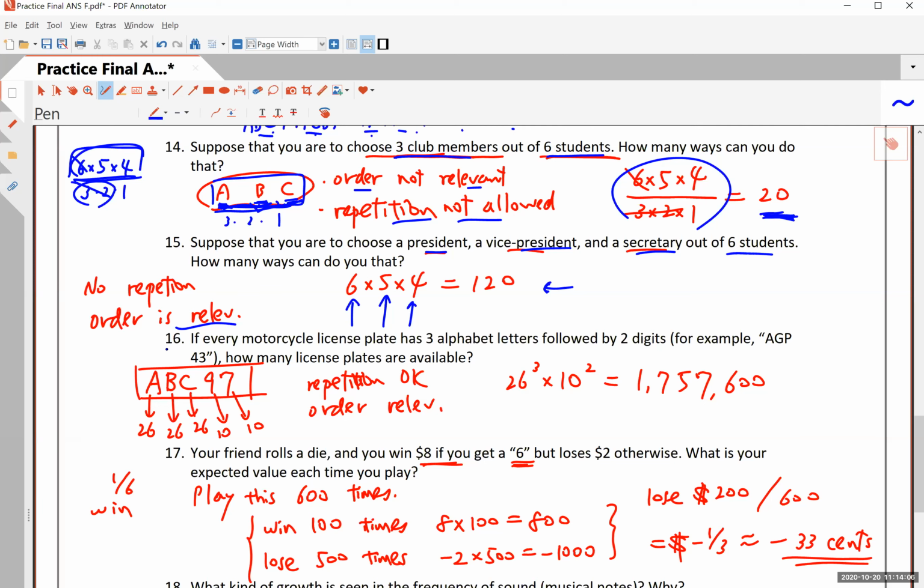All right, number 16. Every motorcycle license plate is supposed to have 3. This is not true in California, but it may be true in other states. Every plate has 3 alphabet letters followed by 2 digits. Okay, so for instance, AGP43 would be a license plate. How many license plates are available?